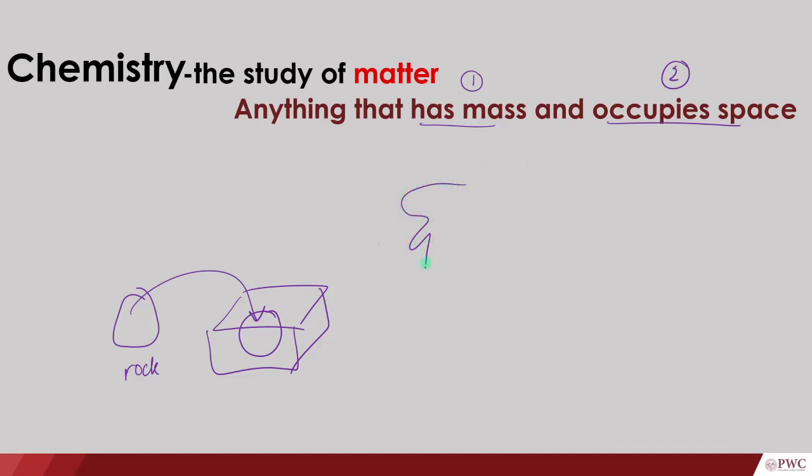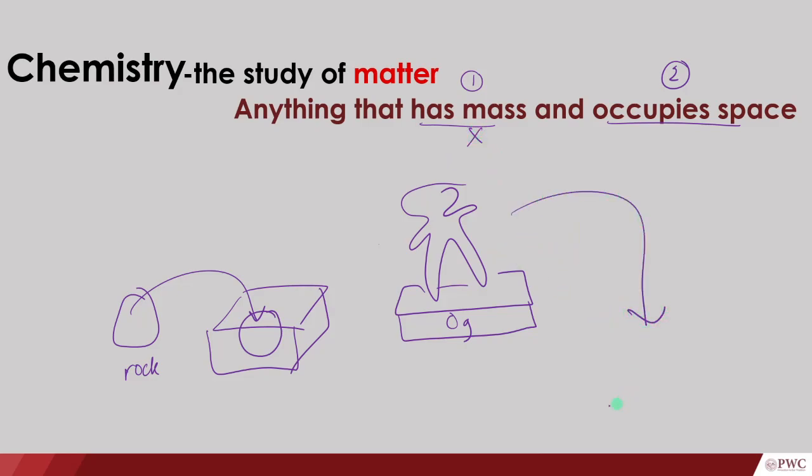Next, let's assume there are ghosts. Let's say this ghost tries to weigh itself. Of course, the reading would be 0 grams because ghosts have no mass. Also, if this ghost tries to dive in water, of course, nothing will happen because this ghost does not occupy space. So this ghost is not a form of matter.